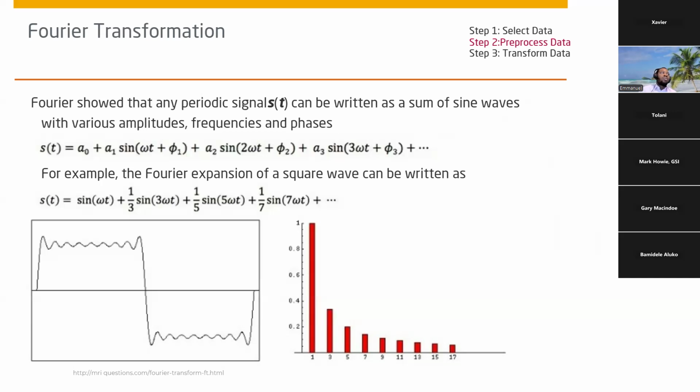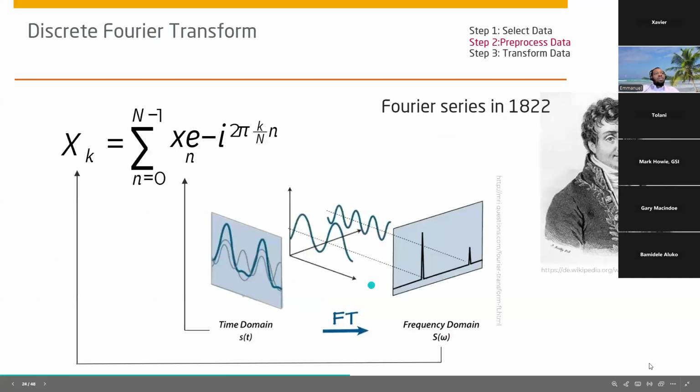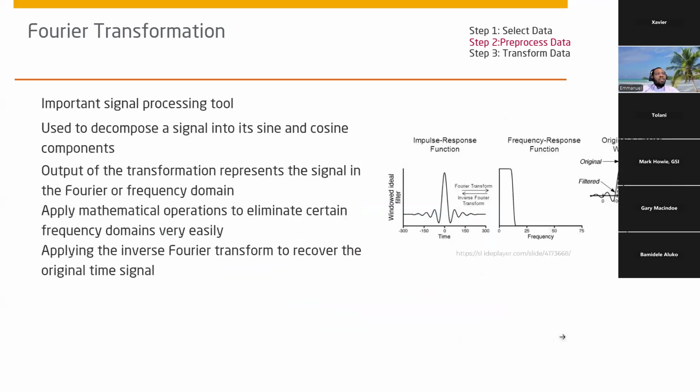And this is an example here. Fourier showed that any periodic signal can be written as a sum of sine waves with various amplitudes, frequencies, and phases. This is Joseph Fourier that discovered this. It's quite useful, but I wouldn't dwell so much on this if you are a beginner in this area. It's more into digital signal processing and those kinds of things. But the most important thing is that you get a pattern out of data.